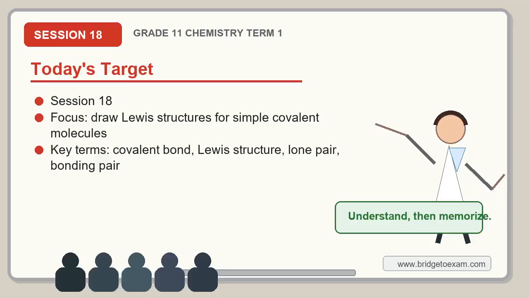Welcome, class. Today, our session title is Week 5, Session 18, Covalent Bonding and Lewis Structures. We will move slowly and make the chemistry understandable. Your goal is to draw Lewis structures for simple covalent molecules. Listen for these key terms: covalent bond, Lewis structure, lone pair, bonding pair, octet.